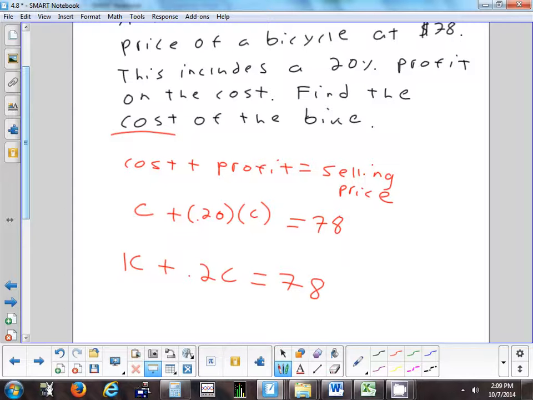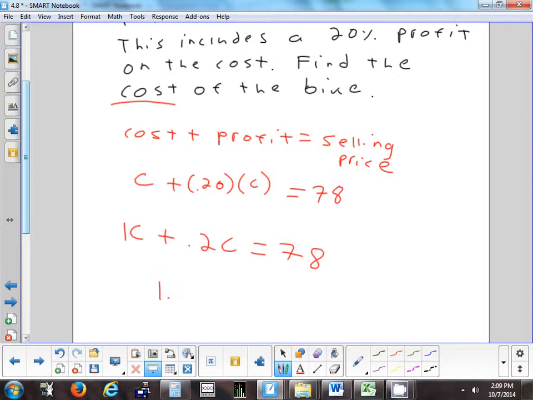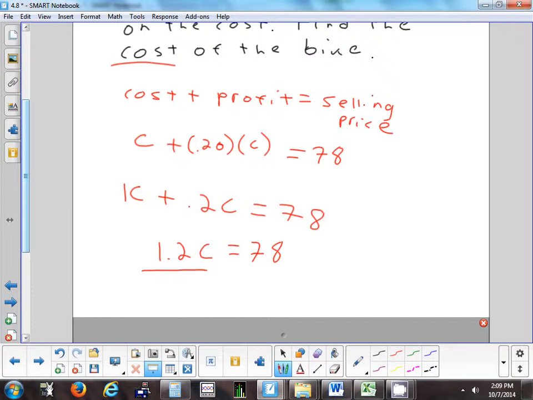Okay, what do we do on the left-hand side? Combine like terms. Very good. What's 1C plus 0.2C? 1.2C. Good. What's on the right-hand side still? 78. Now we're almost done. Just one step left to solve for C. What's our last step? Divide. Yep, divide by 1.2. So when we do that, 78 divided by 1.2, let's see what we get.